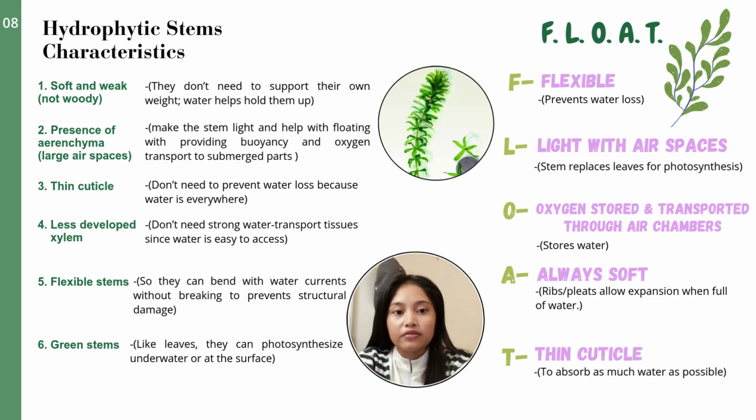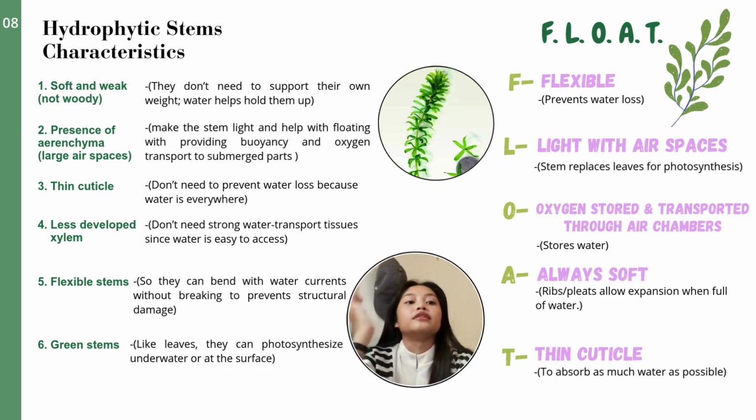The next one is the flexible stems. It has flexible stems so they can bend with water currents without breaking to prevent structural damage. And the last one is green stems. Like leaf, they can do photosynthesis underwater or at the surface.